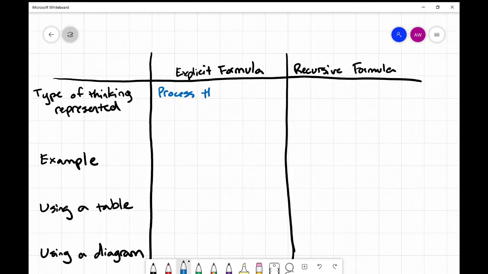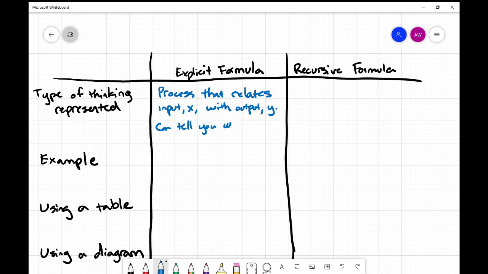So starting off, explicit formulas. That is the process that relates the input x with the output y. So in other words, an explicit formula can tell you what y is when you know x.